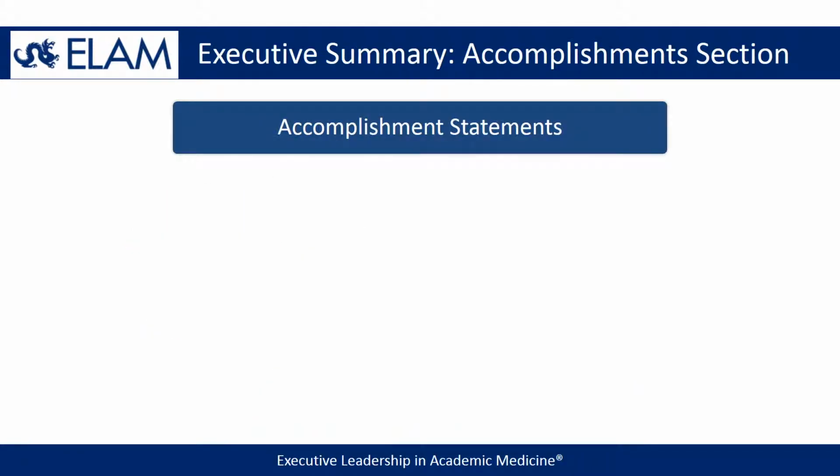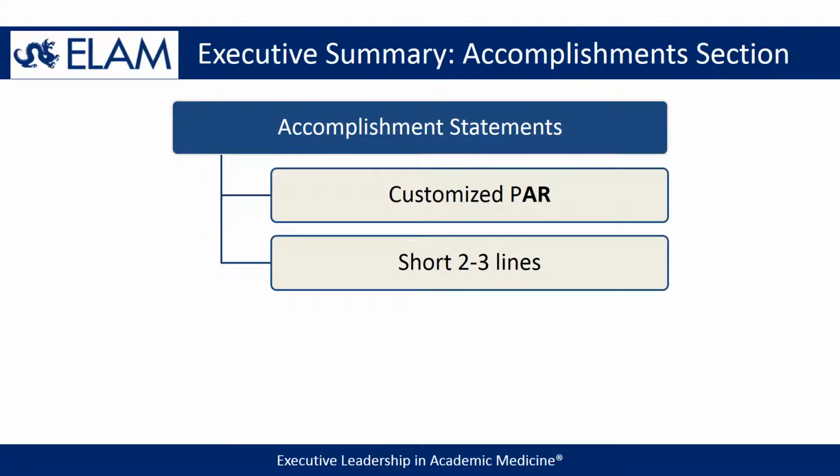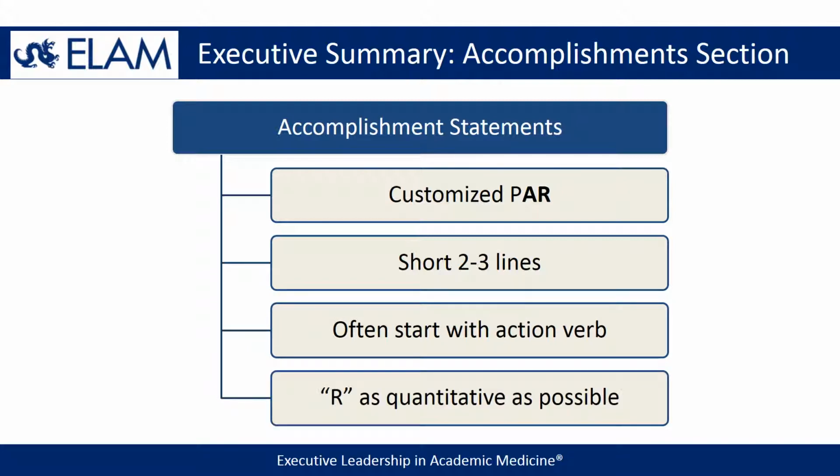Important points about using PARs in executive summaries. Accomplishment statements are customized PAR statements as highlighted on the last slide, short 2 to 3 line statements, and they often start with an action verb. Remember, make the R as quantitative as possible. So for example, dollars brought in or saved, number or percent students, publications, patients served, staff retained, patient satisfaction scores, accreditation metrics, number of years that the program was sustained and continued, or a citation index.